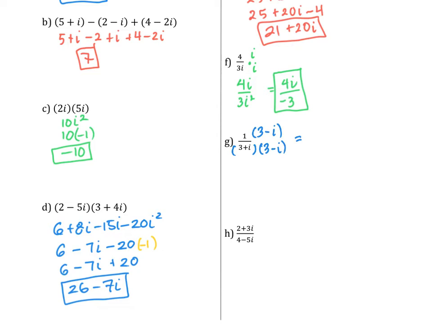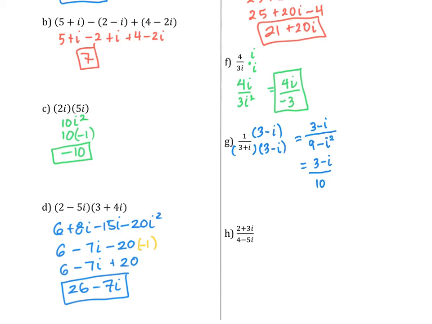But let me distribute this out. In the numerator, I have 3 minus i. And in the denominator, I have 9 minus i squared. Some of you can do that in your head. i squared is -1, so 9 minus -1 is 10.